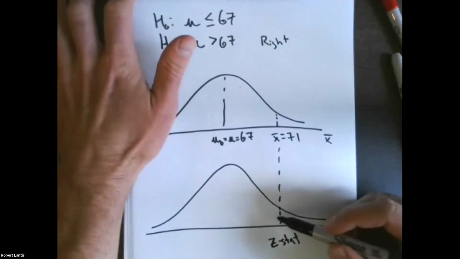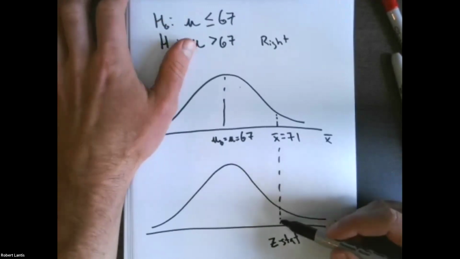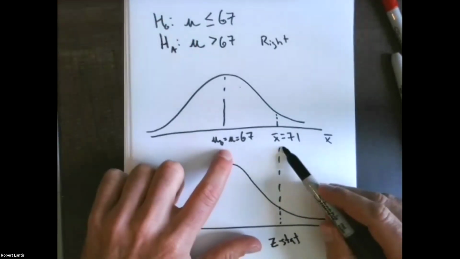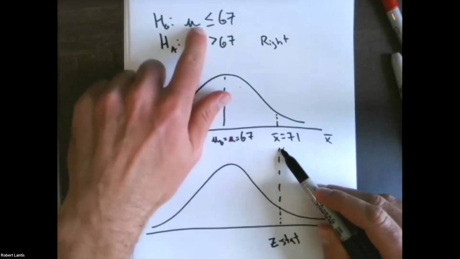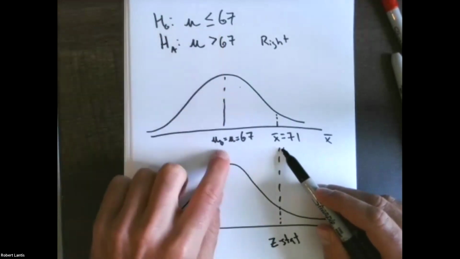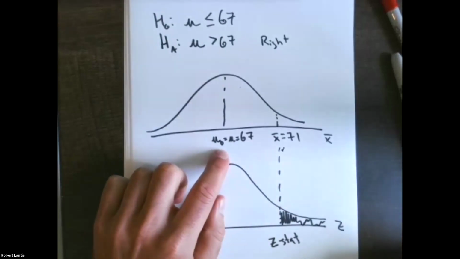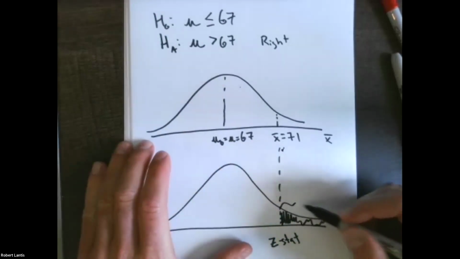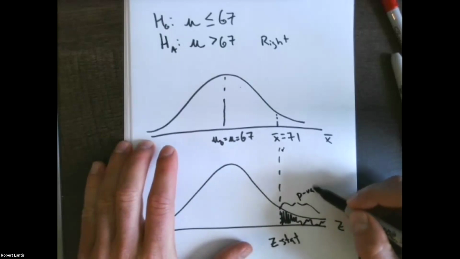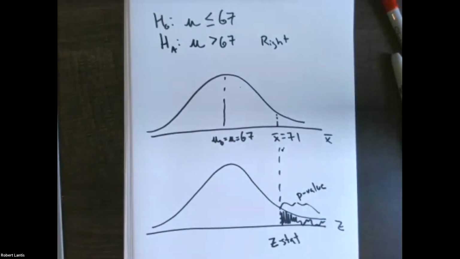Once I have that z statistic, I can find the probability that I found sample evidence as inconsistent with this hypothesized true value or something even more inconsistent. This is going to represent my p-value. I then compare it to alpha.